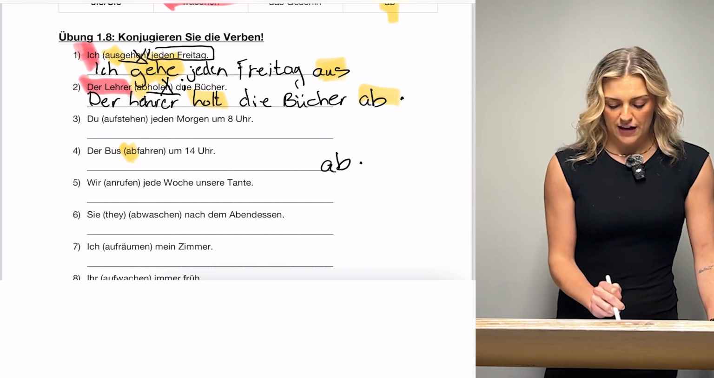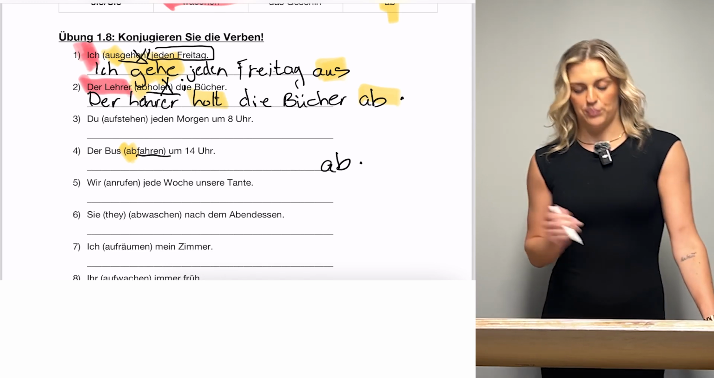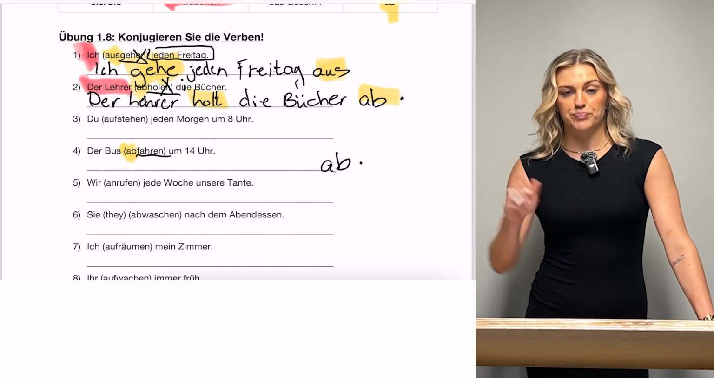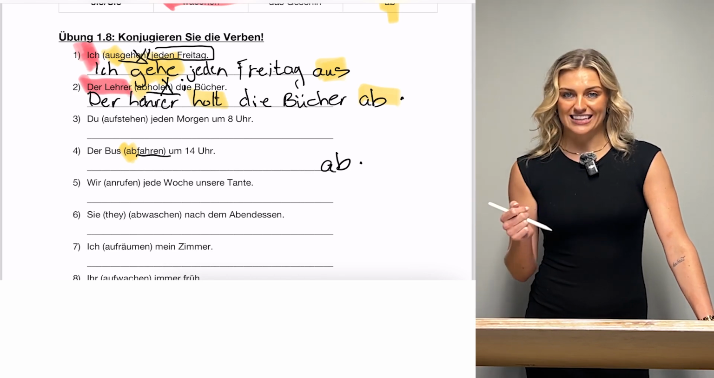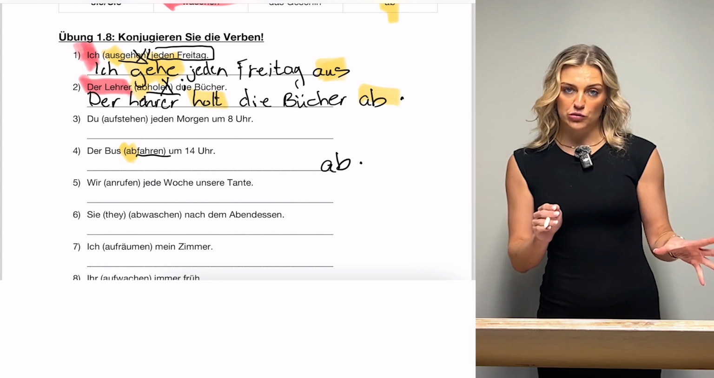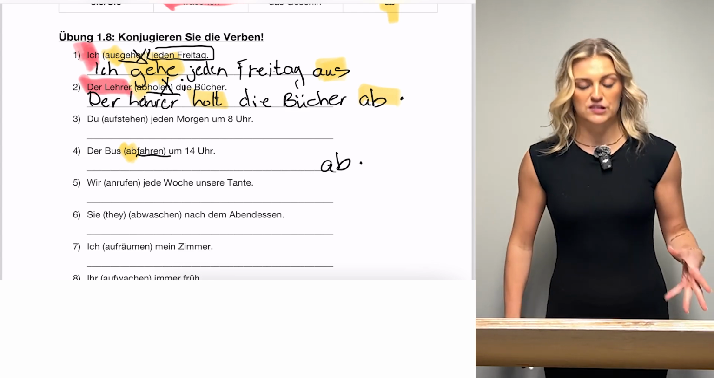And then I conjugate fahren as I would normally. Now, fahren is an irregular verb, you might remember, okay? Irregular verb. It gets a root change for du, the S-man, okay? So I may or may not need to worry about the root change. It depends on who's doing the action. So here I have the bus doing the action.